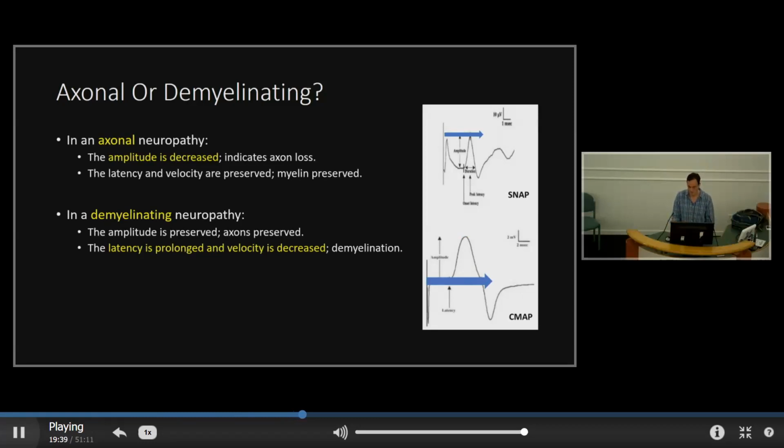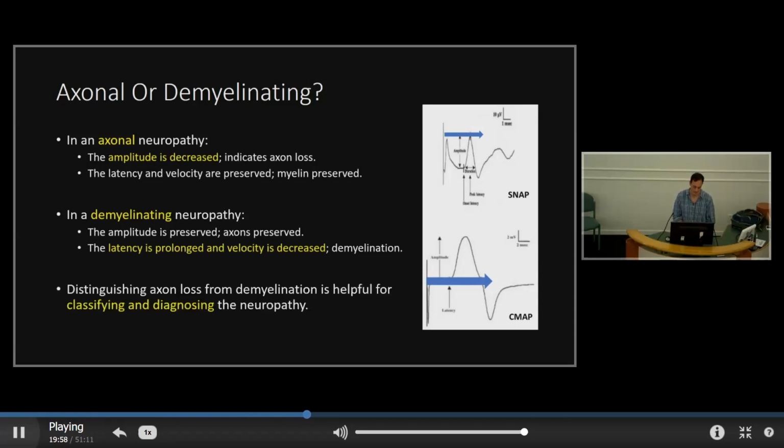Why is that important? Because axonal and demyelinating neuropathies often have very different treatments. Demyelinating neuropathies are often immune-based and related to an infection. Whereas axonals have a multitude of different etiologies, and so the treatment will vary depending on which one it is. Okay, so it's very helpful for classifying and diagnosing the neuropathy. And once you classify and diagnose the neuropathy, of course, the treatment is fairly straightforward. It's like encephalopathy. Neuropathy has a lot of different etiologies. It's really finding that diagnosis that is the key, because once you find it, then treatment is usually fairly straightforward. You can look it up.